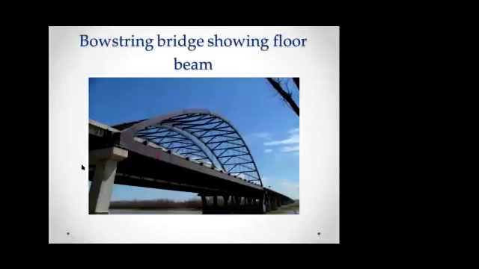So this is an example of the bowstring bridge floor plan. You can see at the bottom there are floor beams connected to the tie member. It is a steel structure, and you can see the two arches connected by the bracing to withstand lateral forces and provide stability.